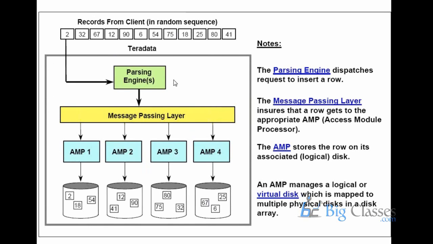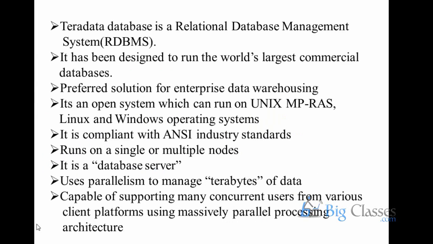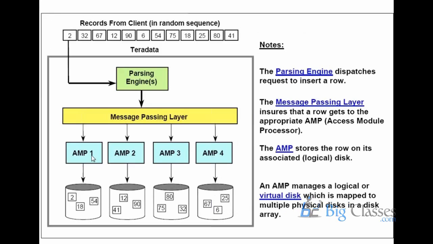In the earlier slide we said Teradata runs on a single or multiple nodes. Multiple nodes means more than one node, similar kind of node, and we say it's multi-node. So I can install Teradata in my system and in another system, and configure both systems into a single system. So this is a single system with multiple nodes.